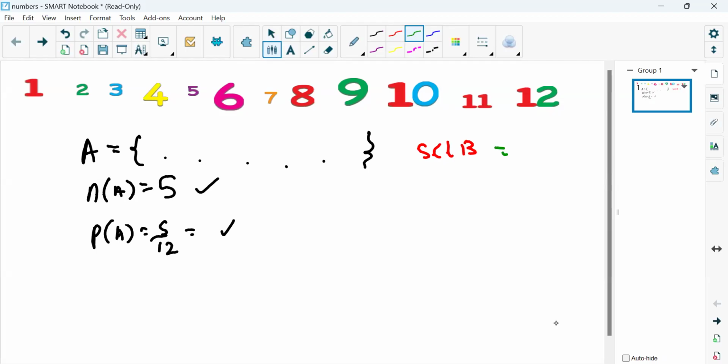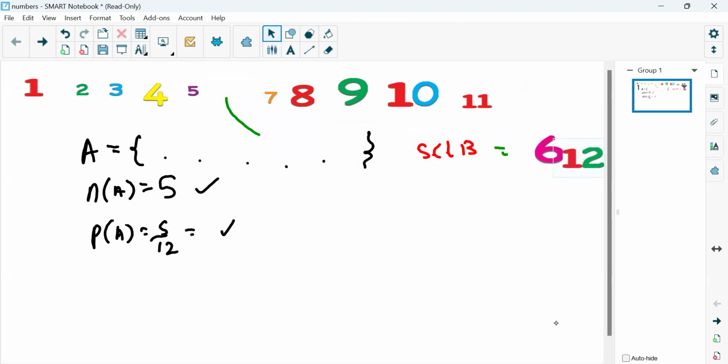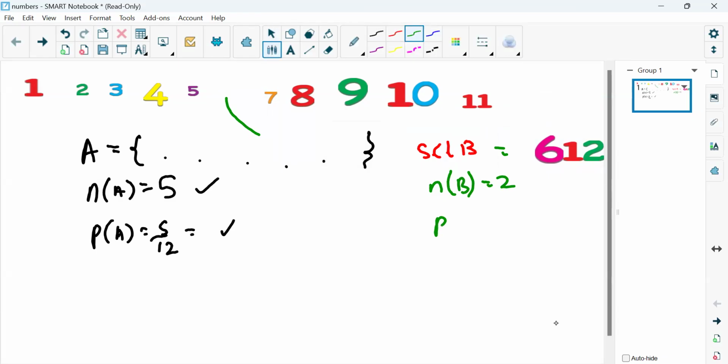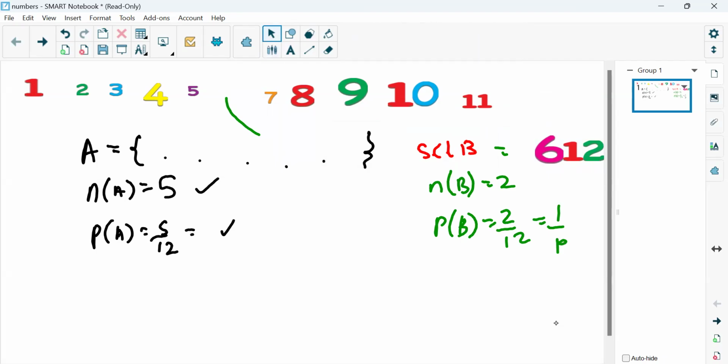We take them, 6, and then the other one. How would you get it? And then they ask us about the number. How many do we have? 2. Number of B? It's 2. Probability of B is 2 over 12, which is going to be 1 over 6.